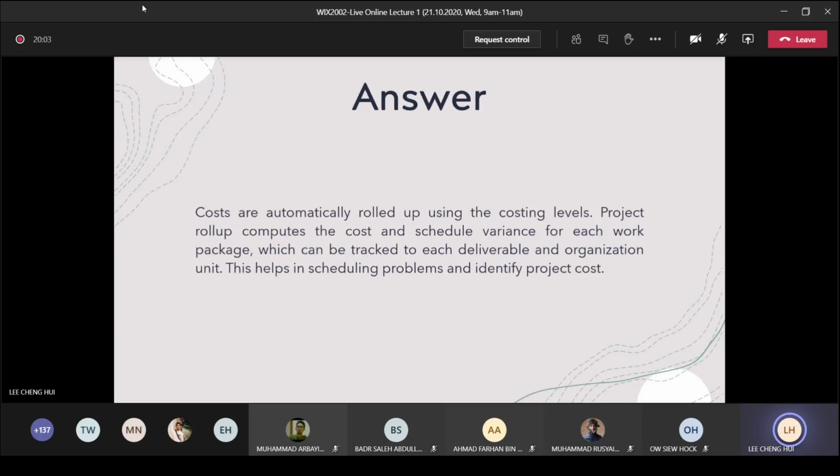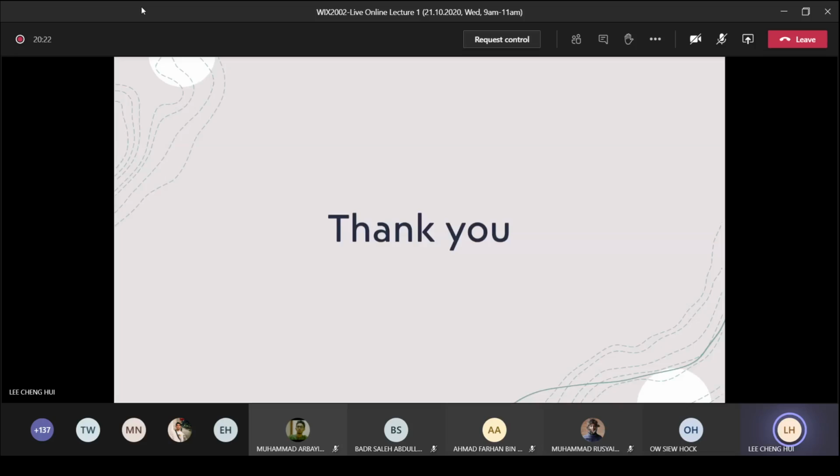So the answer to the question is the costs are automatically rolled up using the costing levels. Project rollup computes the cost and schedule variance for each work package, which can be tracked to each deliverable and organization unit. This helps in identifying scheduling problems and project costs. And that's all from me. Thank you. Yeah, good. Okay, thank you.